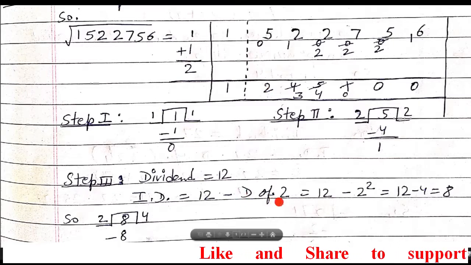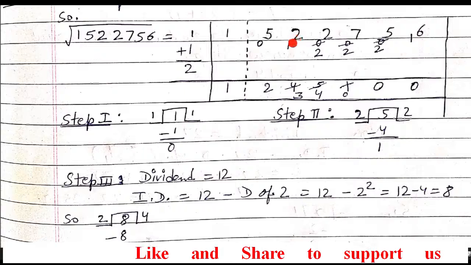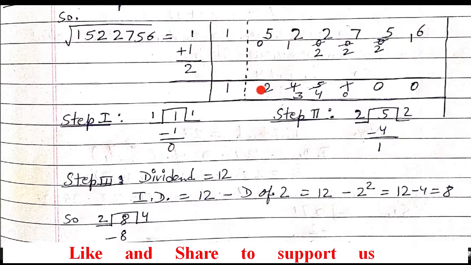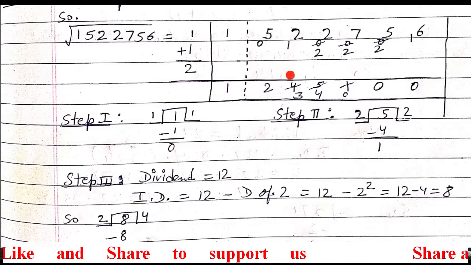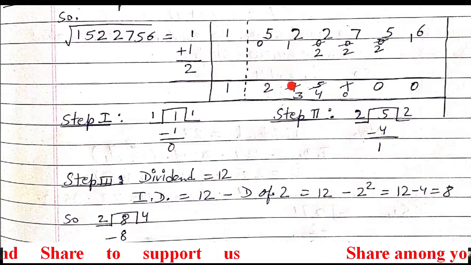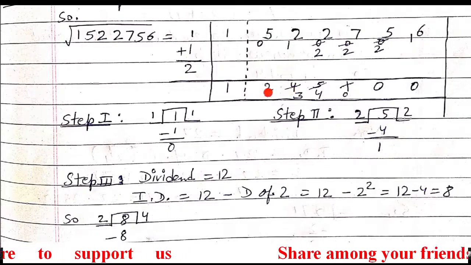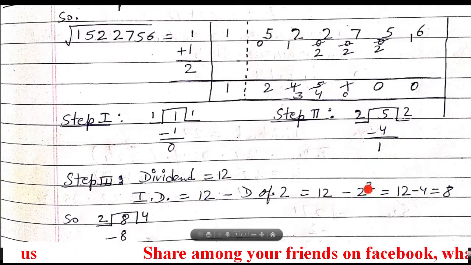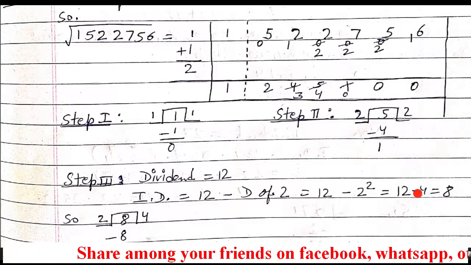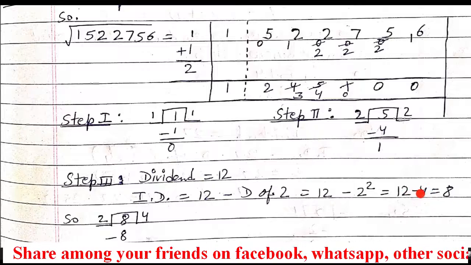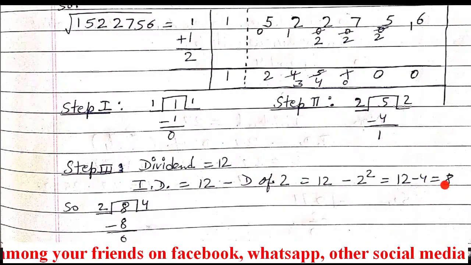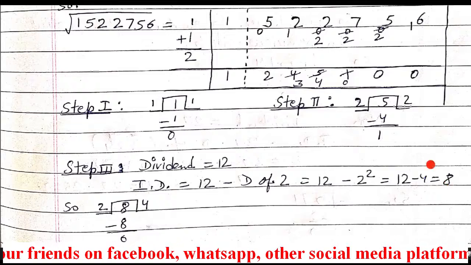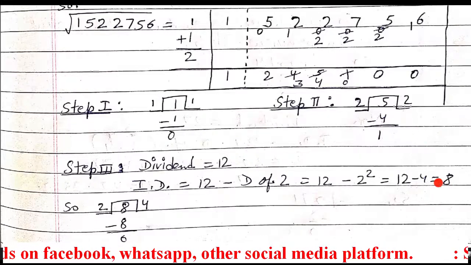So D of 2. So how we had done? 12 minus D of 2, because if we had drawn a line here, then before this line and after the dotted line only 2 is appearing, that's why. So 2's Dvandva is 2 square, that is 4, 12 minus 4 is 8. Since it is positive, so go for division unless we have to improve this second step.